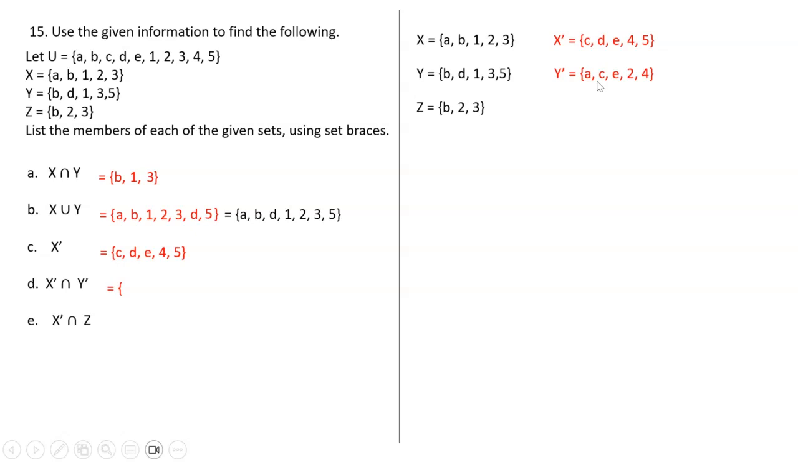Yes. So the first one is going to be a C. Do they have a D in common? No. An E? Yes. So it's going to be an E. How about a 4? Yes. How about a 5? No. So the answer will be C, E, 4, 5.